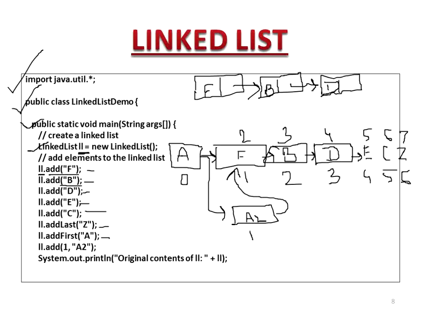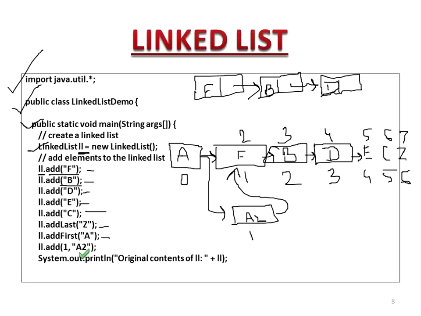So we have F, then B, then D, then E, and then C, and after that add last Z. So the last node will hold Z. As you can see over here, this is Z, last. And then we have add first A. So A will be added in the beginning. Now F is not the first node. The first node will be A. Okay? First node is A.